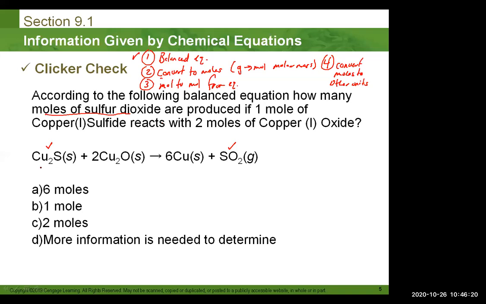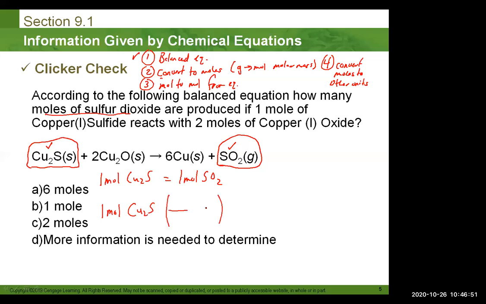So the relationship between these two things would come from the equation. We see that for every 1 mole of copper(I) sulfide, we would produce 1 mole of SO2. In this case, we could assume we started with 1 mole of copper(I) sulfide. If we want to know how much SO2 we would produce, we could do that stoichiometry. 1 mole of copper(I) sulfide gives us 1 mole of SO2. The moles cancel and we produce 1 mole of SO2.